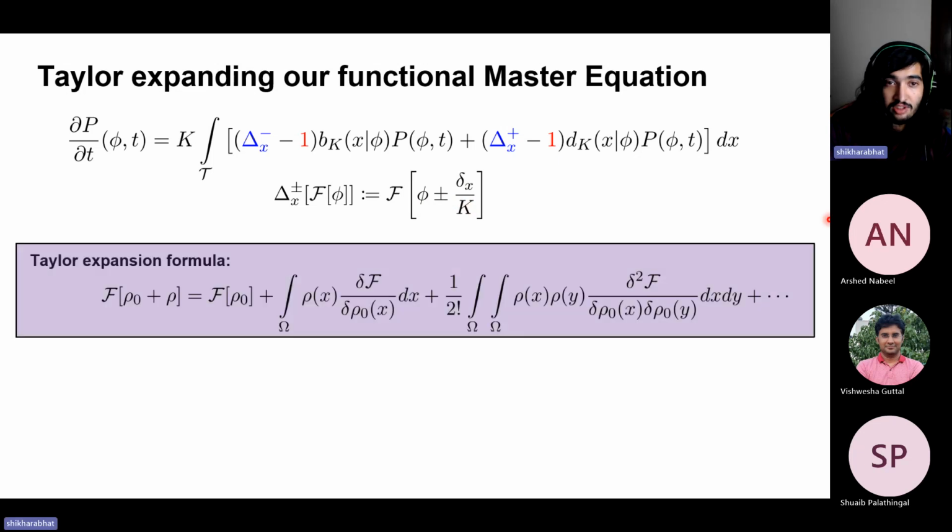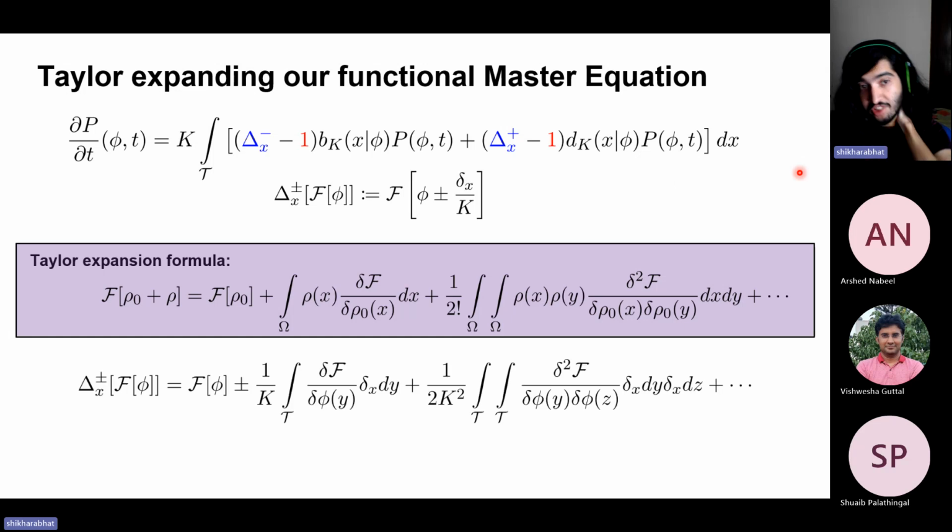We can now use what I just showed you, which is our Taylor expansion formula, which answers my initial question, which is, can I write this as f of phi plus something? Here the relevant things are rho naught is phi and rho is delta x. And we can therefore just substitute this. If I substitute, here just rho naught equals phi and rho equals delta x.